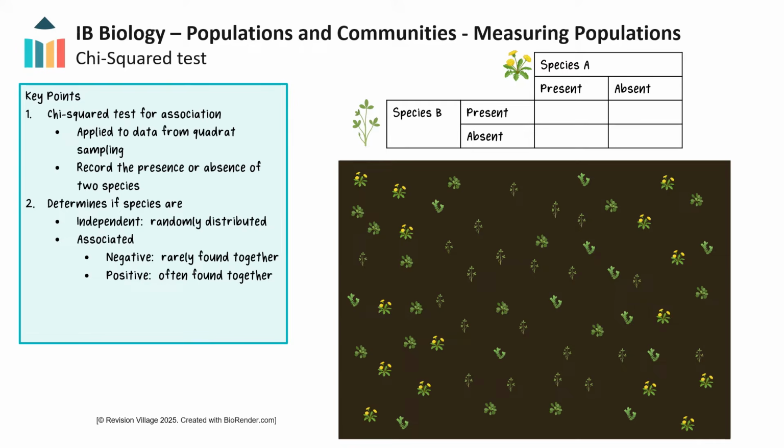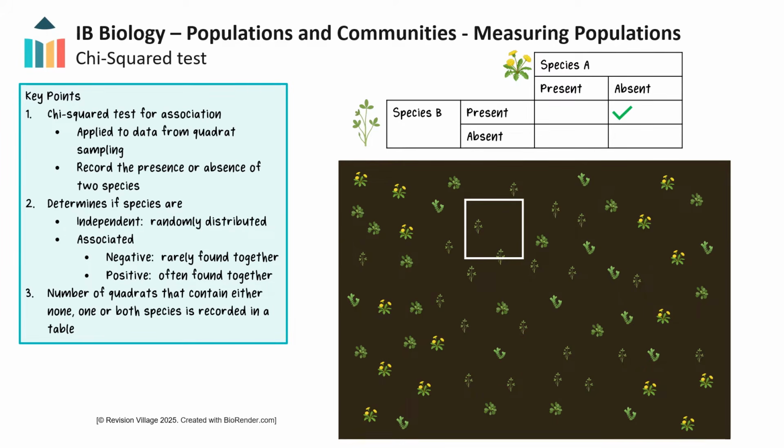Typically, many quadrats would be used in an ecosystem, and the number of quadrats that contained only one species, or only the other species, would be counted, as well as quadrats that contained both species or neither species. So, for instance, in this first quadrat, we can see that species B is present, but species A is absent. So we would mark that in the appropriate box in our data table here. In the next quadrat, the same is true. So we would add another count where species B is present and species A is absent.